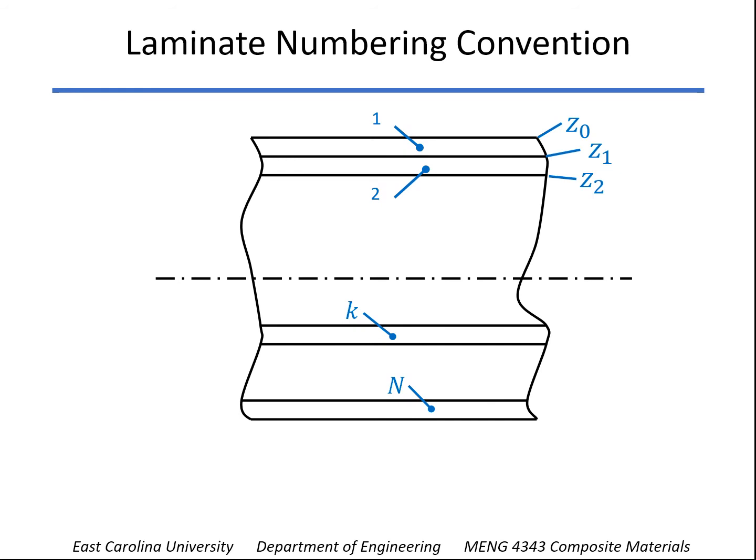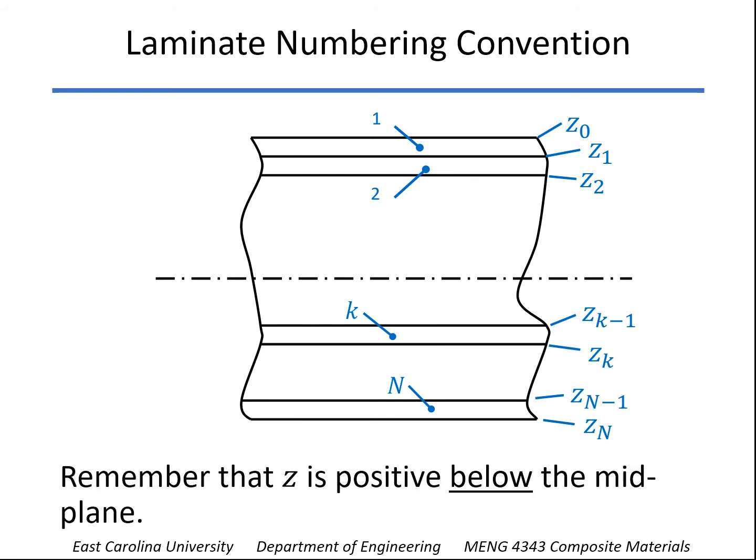So when we get down to the kth layer, its top surface will be z sub k minus 1, and its bottom surface will be z sub k, and down to the bottom layer where the bottom surface is going to be z sub N, and its top surface is going to be z sub N minus 1. So we have N layers, which means that we had to start at 0 so that we have N plus 1 interfaces, including the top and the bottom. Now keep in mind we're always measuring z positive below the midplane.